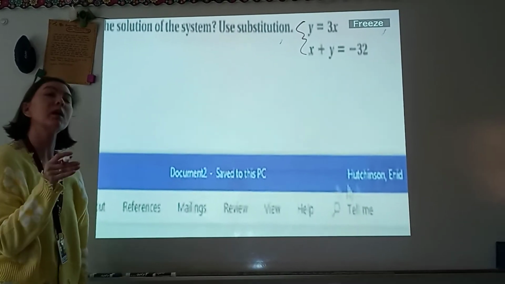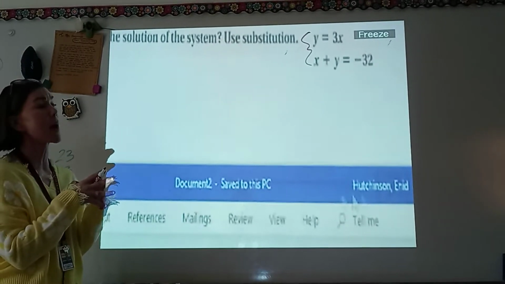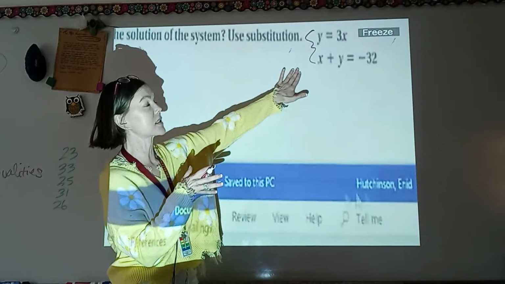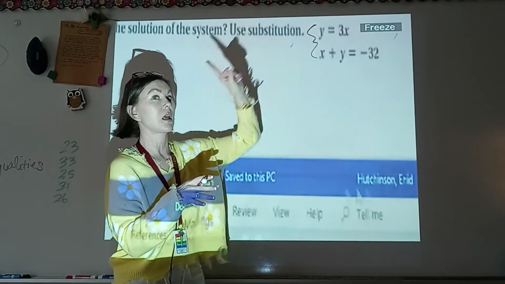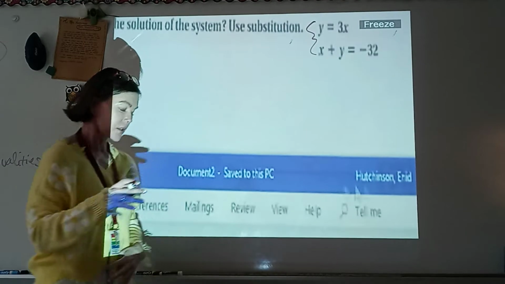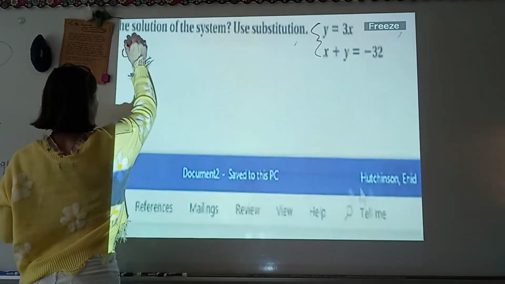Welcome back, and we are now doing substitution. We are solving a system of equations by substitution. And we know it's a system because we have two equations, not just one, okay? So, step one of substitution, everybody write this down, you're writing as I'm writing it.